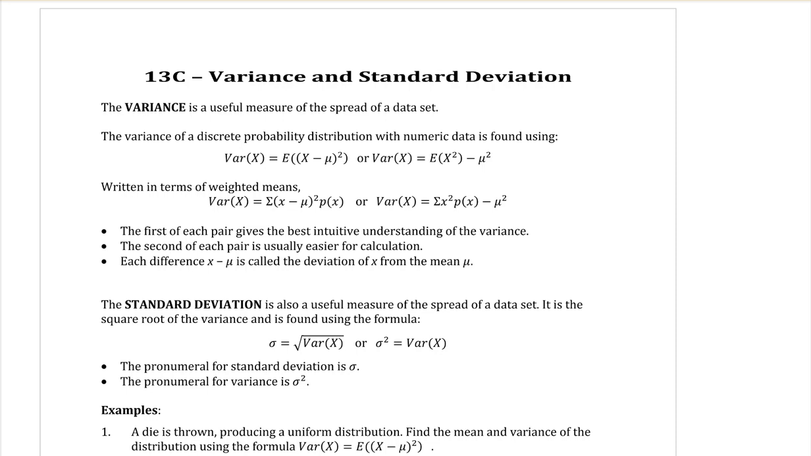You'll see a couple of formulas up here. It says here, the variance of a discrete probability distribution with numerical data is found using. The first formula there says VAR, that's variance of X, is equal to the expected value for variance will be each score subtracted by the expected value squared. That's what that first formula is saying.